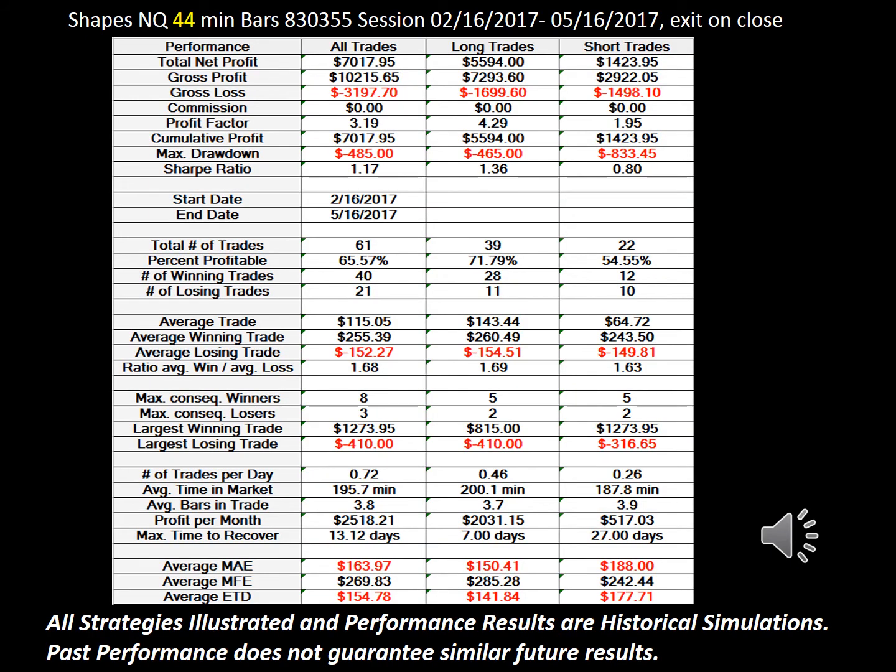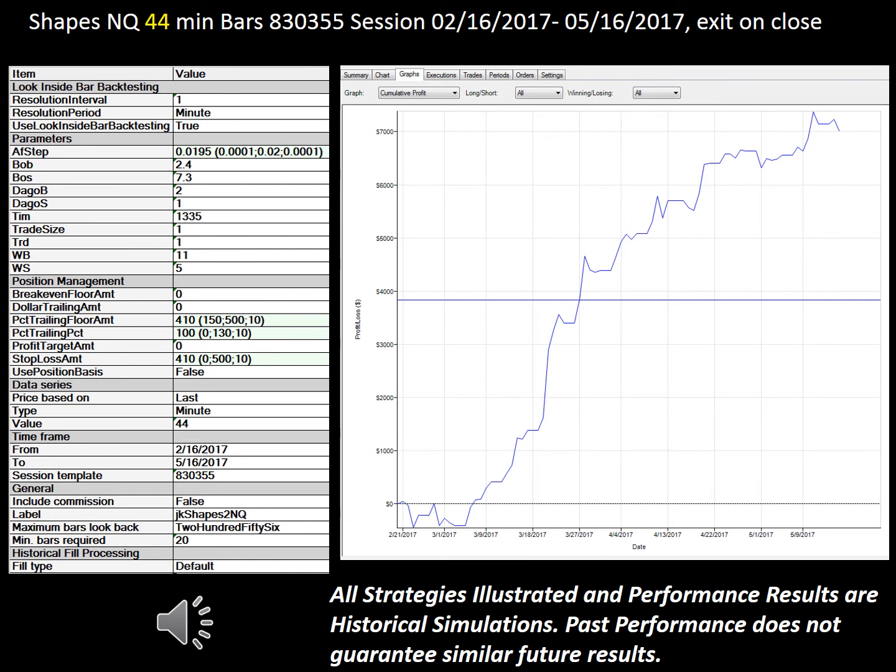Here's shapes on the NASDAQ, kind of a strange bar, a 44-minute bar, but pretty good performance. $7,000 in 3 months, 65% of the trades are correct. The largest losing trade was $410, so that's one to take a look at also. Here are the inputs on that 44-minute NASDAQ bar, and you can see you've got a $410 stop, and once you make $410, it risks 100% of the profits. But that's the way that one goes. It's out at 1:35 Chicago time.